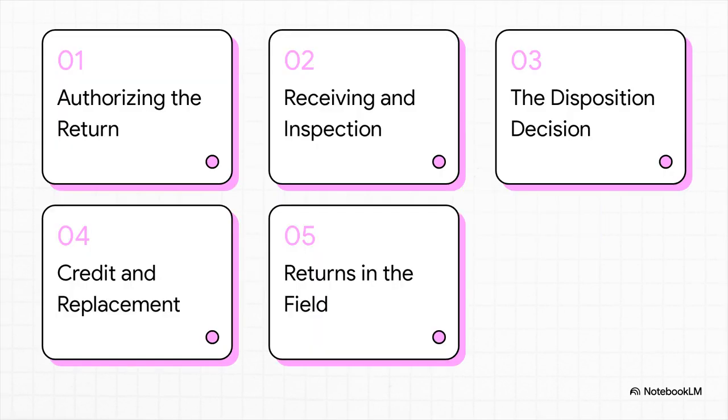To really get this, we're going to walk through the 5 main chapters of this story. We'll start with authorizing the return, then see what happens when it's received and inspected. We'll look at that all-important disposition decision, cover how the customer gets their credit or replacement, and finally check out how this whole thing works in different situations, like out in the field.